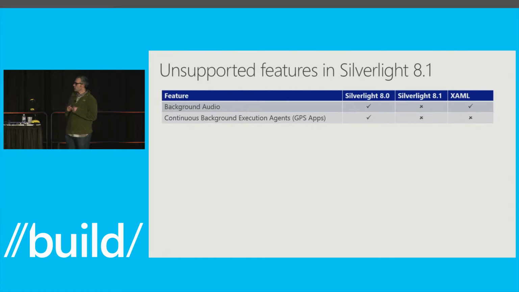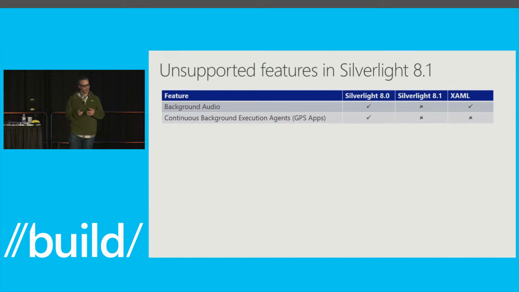Okay, this one here is a bit of a painful slide to show. There are two features in Silverlight 8.1 that will not currently work. It's a very high priority for us to get them to work: background audio and continuous background agents. Continuous background agents, execution agents, are used mostly for GPS apps. There's a very small number of apps, but there are still important apps that use them. They are not available in Silverlight 8.1. The same with background audio.